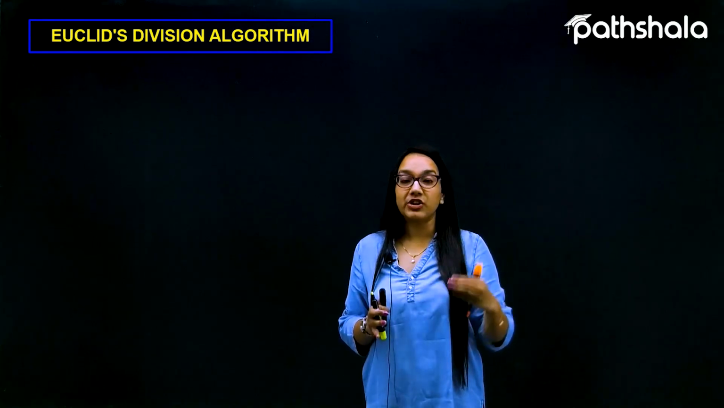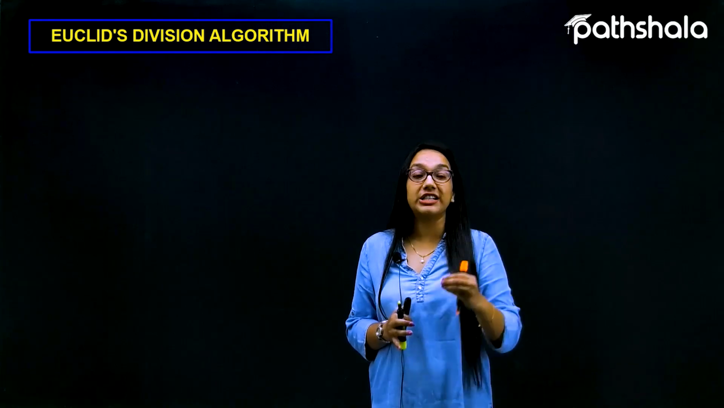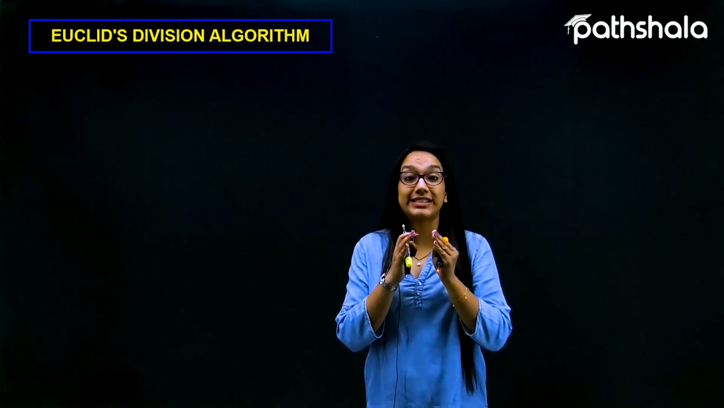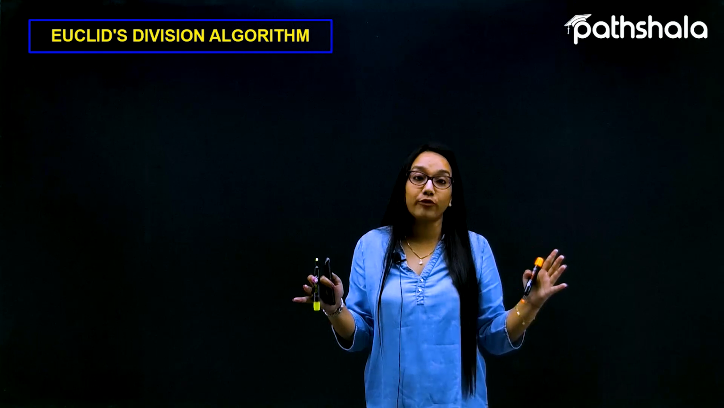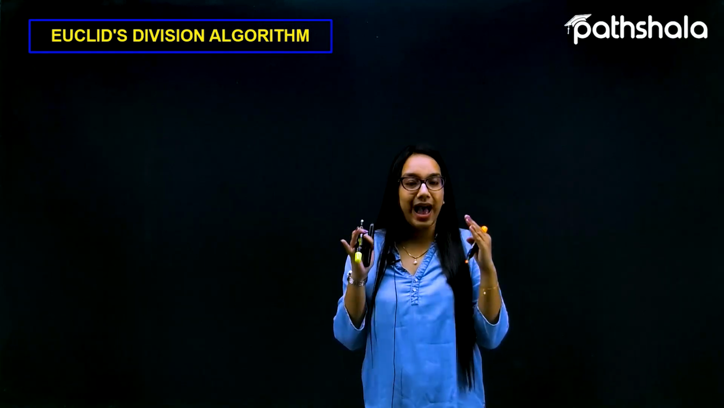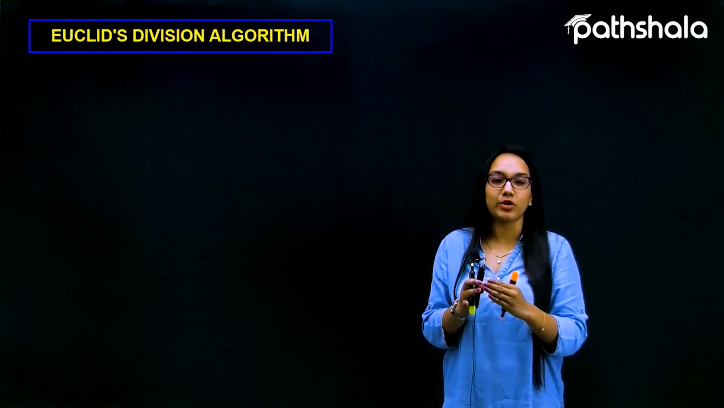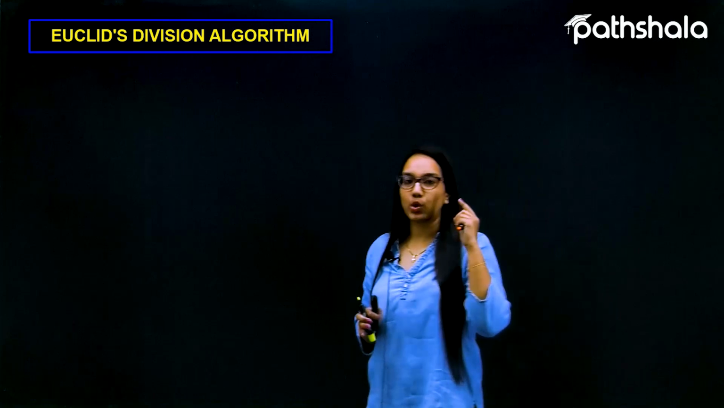So Euclid's division algorithm basically takes the help of Euclid's division lemma in order to find the HCF, that is, the highest common factor of two numbers. So this algorithm will be used in order to find the HCF of two numbers using the concept of Euclid's division lemma. So let's start with it.